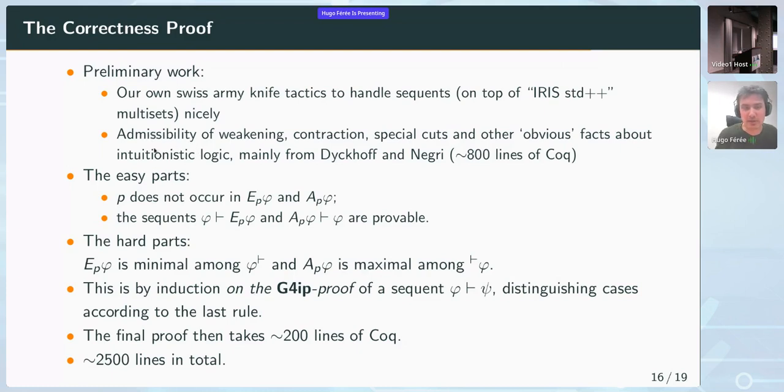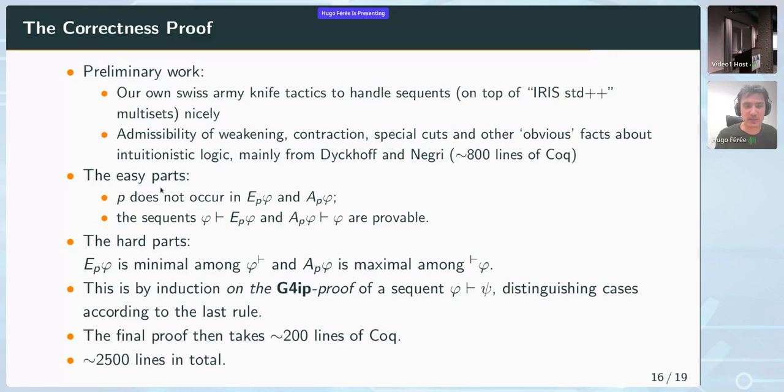The proof also relies implicitly on admissibility of lots of standard rules of intuitionistic logic, like weakening, contraction, some special cut rules, all from Dyckhoff and Negri. And that's a non-trivial part of the development, and that's actually reusable, so it's a nice byproduct of the development.